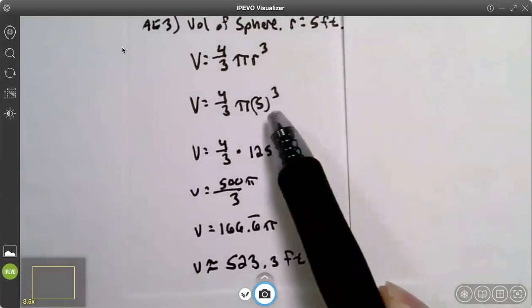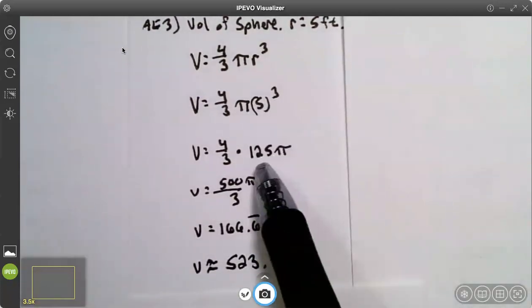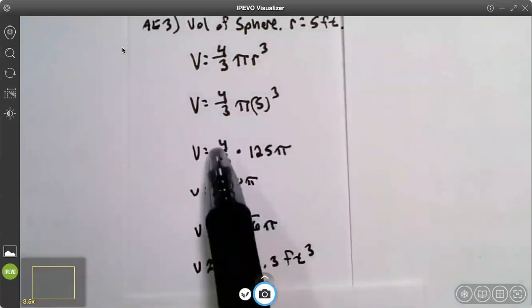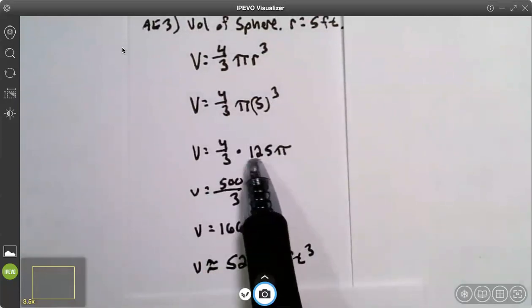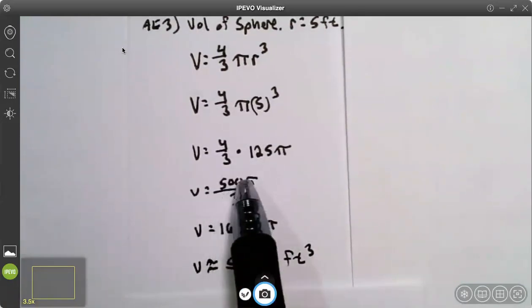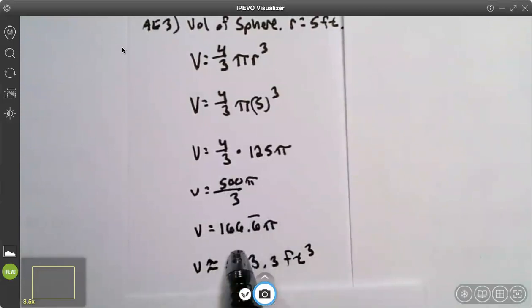So again, first thing you got to do is cube the 5. I got my answer. Instead of multiplying by 4/3, because I'm pretending I don't have a scientific calculator, I multiply 125. I leave that in my calculator, 125. Hit times 4 equals, it gives me 500. Now I hit divide by 3. It gives me a repeating decimal. Now I hit times 3.14, and it gives me my answer.